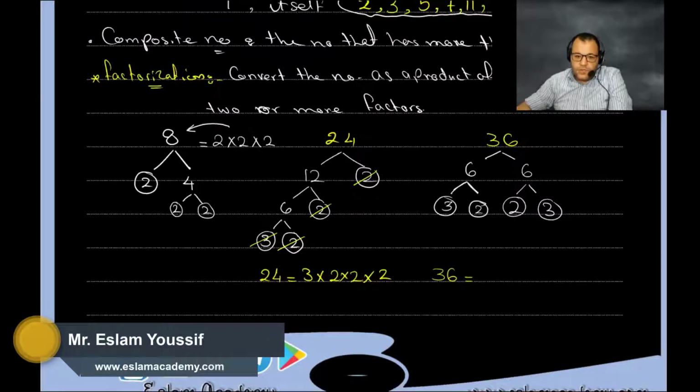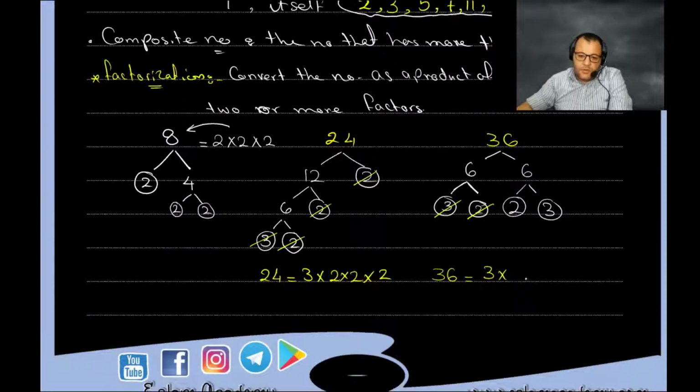3 and 2. 3 times 2 times 2 times 3. The order is not important for me. Write with any order. The main point is, if you multiply all of these numbers, the answer will be 36 or not. That is the main point. Is that clear? Yes. Any problem for this one?